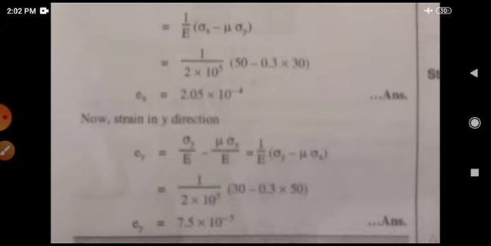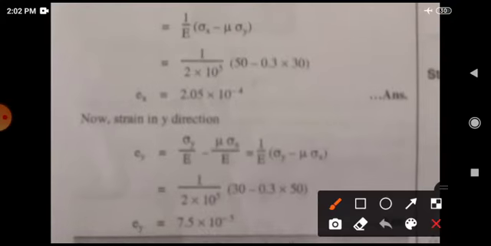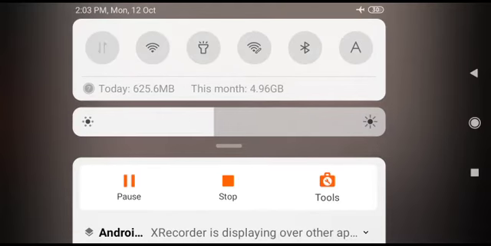You can see on the screen that here you have to calculate strain in y direction. But what happened here, as this is by axial loading, sigma x and sigma y, we are interested to calculate elongation in y direction. That means elongation in this direction.